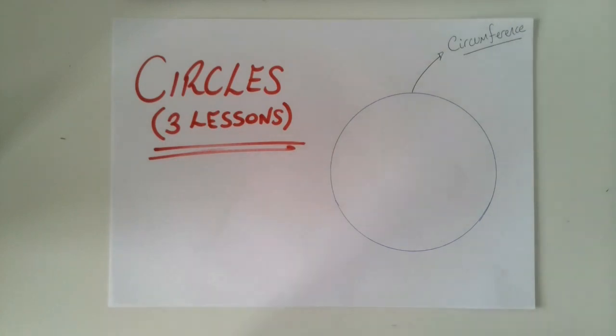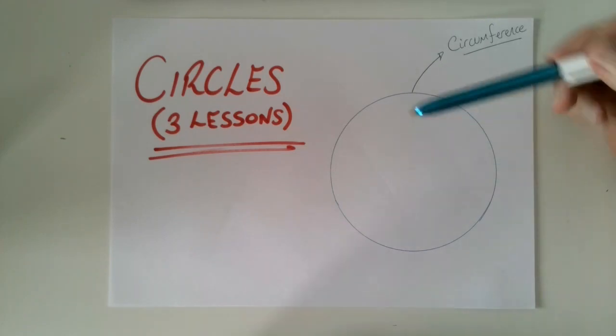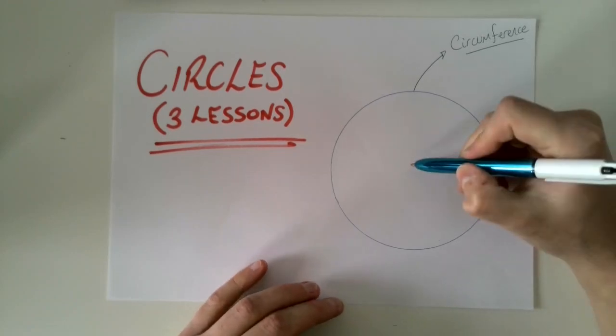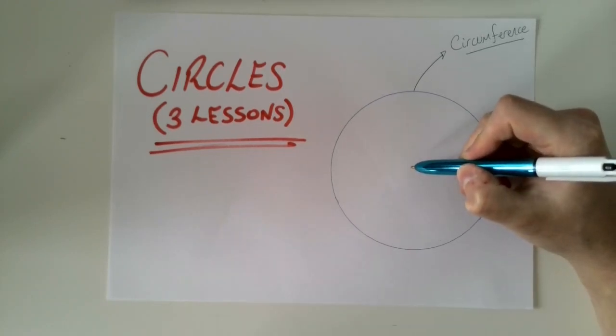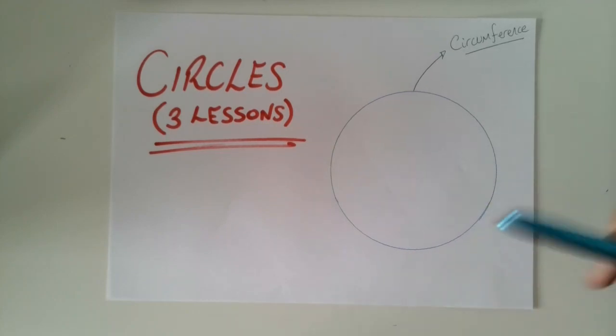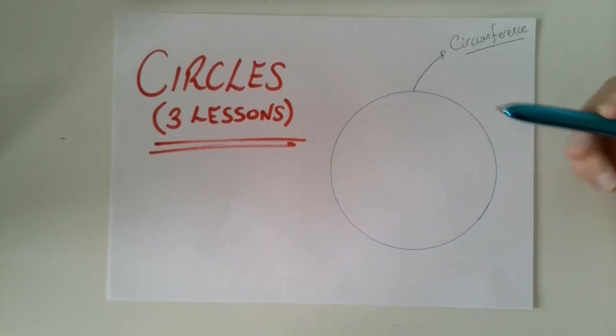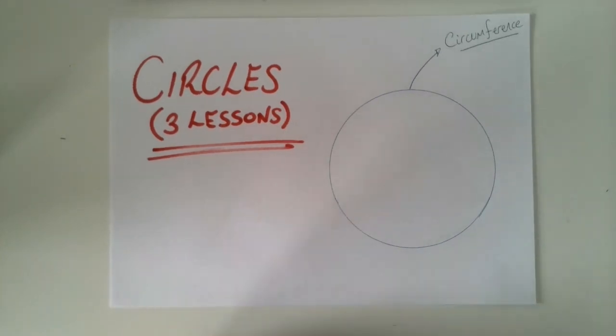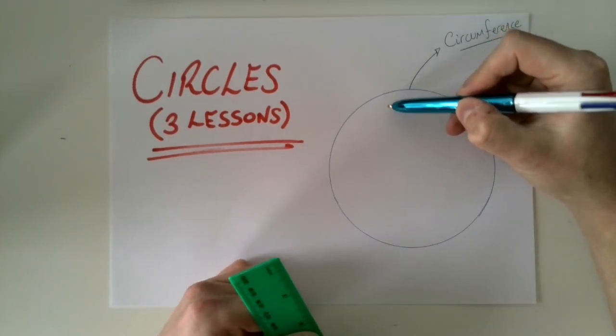And the second thing that we're going to label is something that's called the diameter. And the diameter is a straight line that runs from one side of the circle to the other, but it has to go through the very centre, which we call the centre point. Now, on my circle here, and actually a lot of the time throughout this lesson, you're not going to have the centre point.